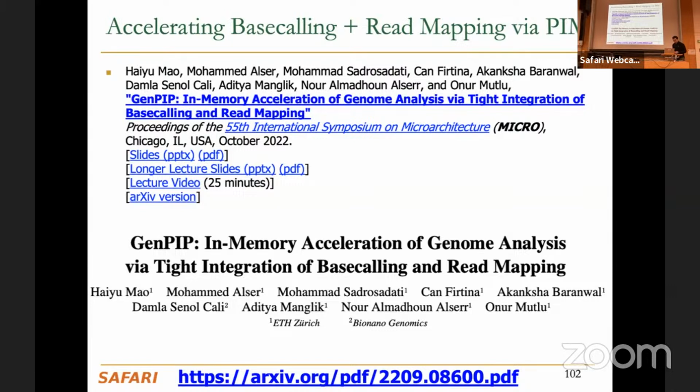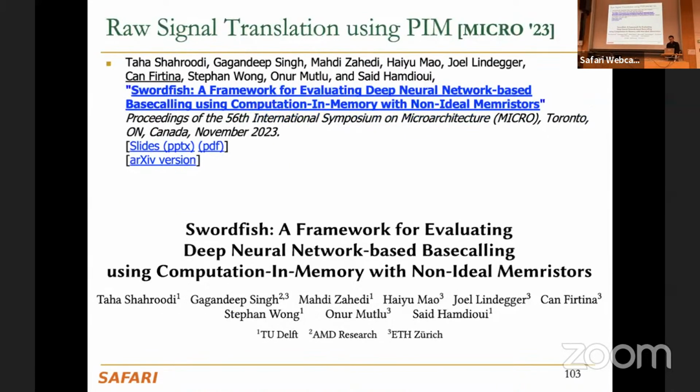Okay, so this is GenPip. You can see basically the idea is beautiful, right? Maybe simple, but also beautiful. It provides important benefits by simply letting two steps communicate between each other. Maybe there are more ideas that we can discover similarly in this direction.